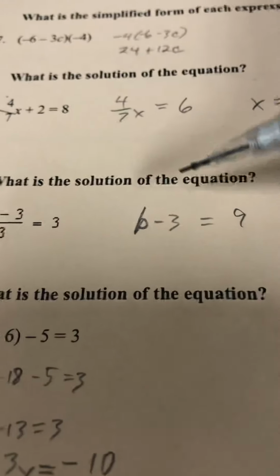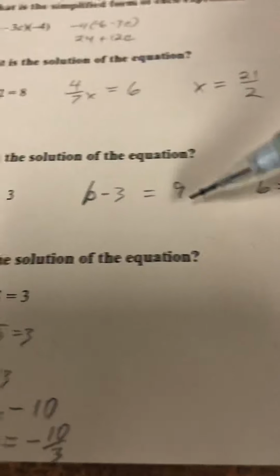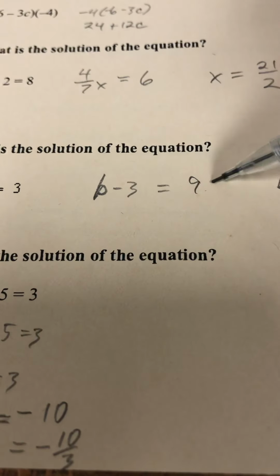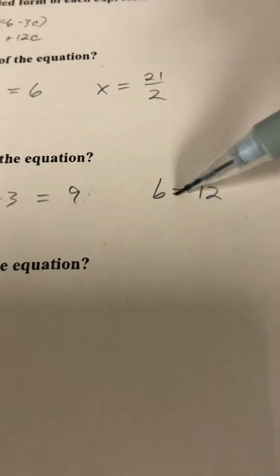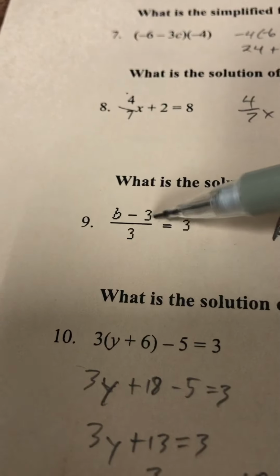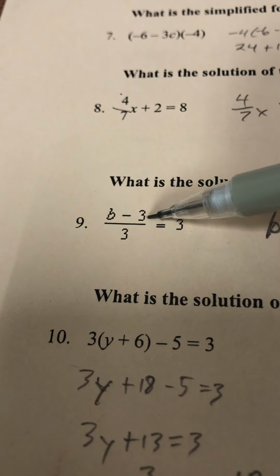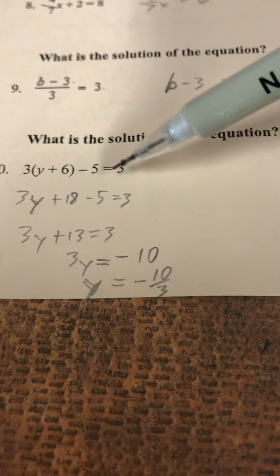Number 9, what is the solution of the equation? I'm going to multiply both sides by 3. That gets rid of it over here, and this becomes 9. Then I'm going to add 3 to both sides, and b equals 12. And if you did that, 12 minus 3 is 9. 9 divided by 3 is 3. Yep, it works.